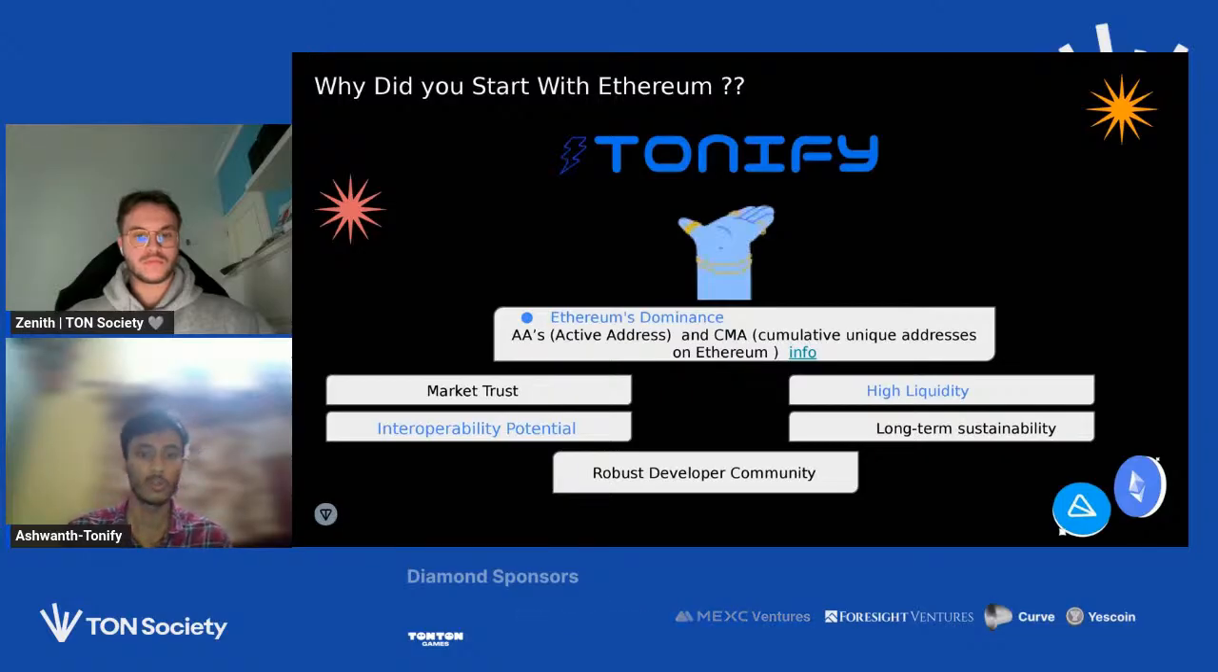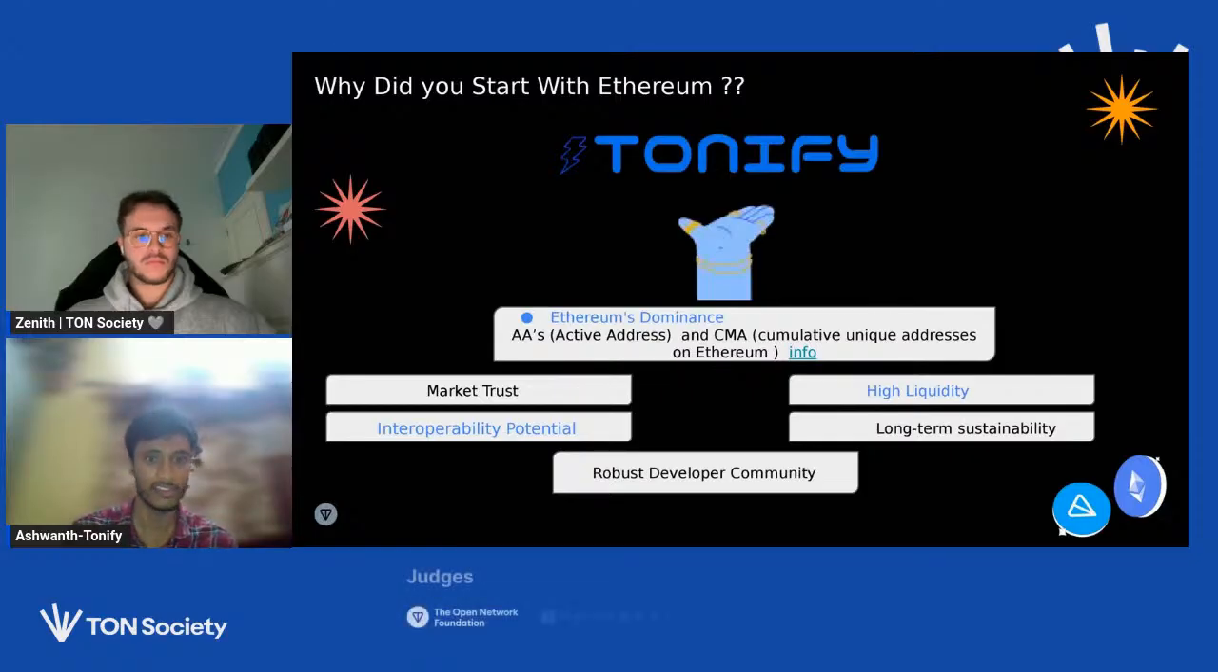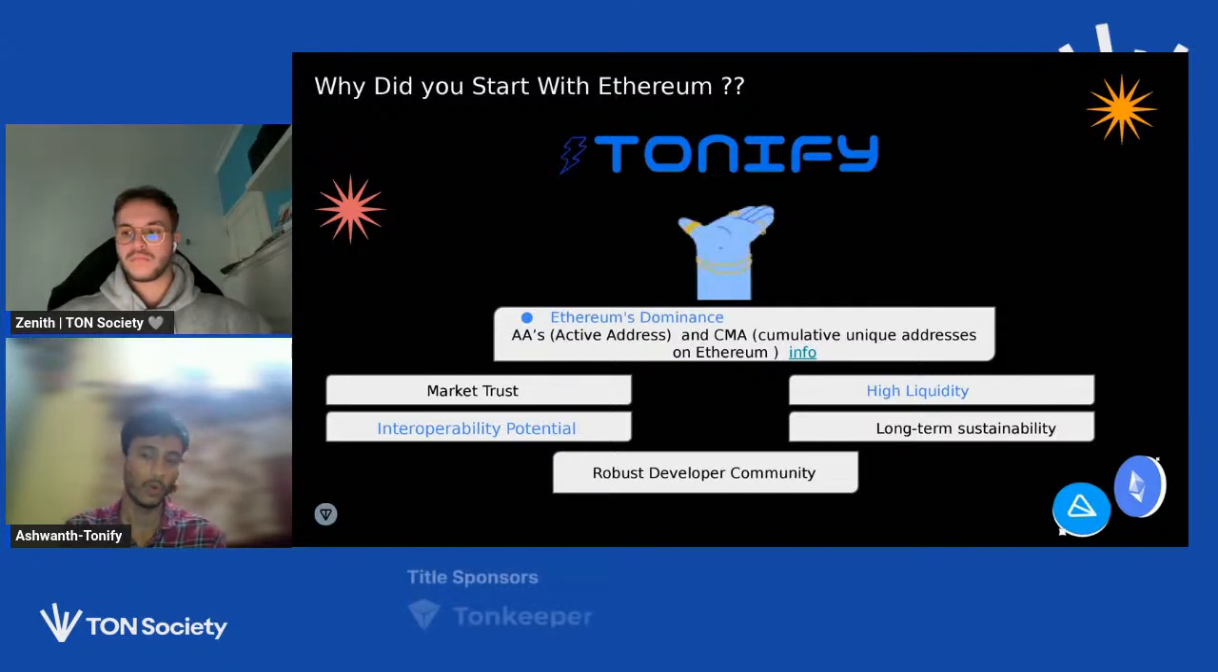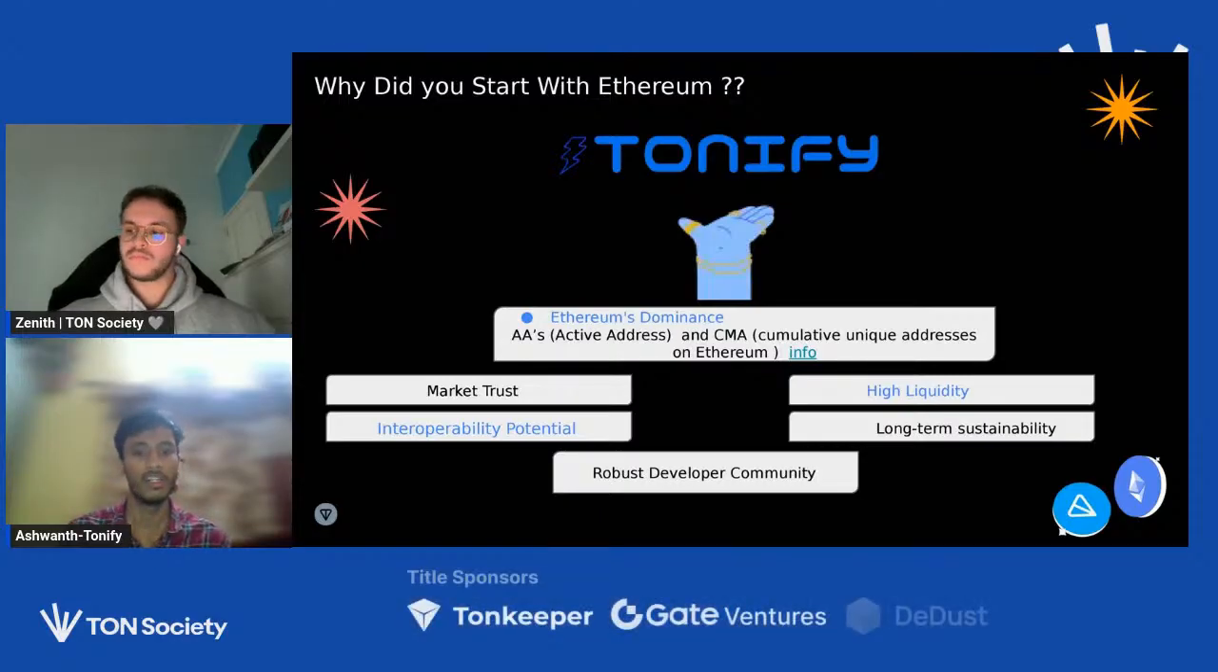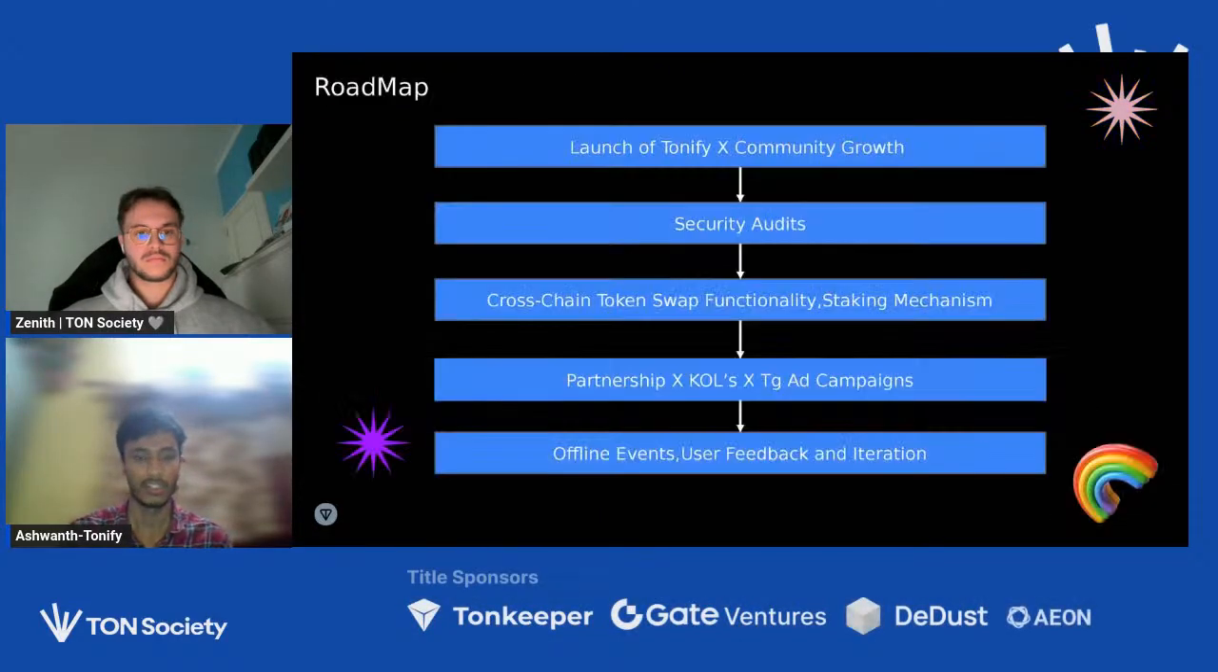Right now there are approximately 278 million cumulative unique addresses on the Ethereum chain, and Ethereum has a lot of market trust, interoperability potential, a robust developer community, and the highest liquidity compared to other blockchains. It has also been around for a long period of time. These factors made us choose Ethereum over existing chains and build a bridge around Ethereum to Ton.